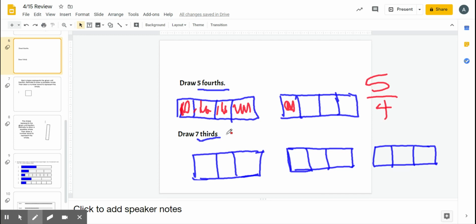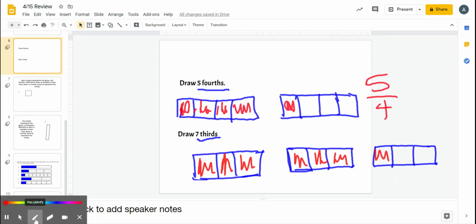Now, I have 3 of them because I knew this one was 1, 2, 3, 4, 5, 6, 7. So one whole just wasn't going to be enough. I needed 3 wholes, and 1, 2, 3, 4, 5, 6, 7 boxes colored, which gives us 7 thirds.